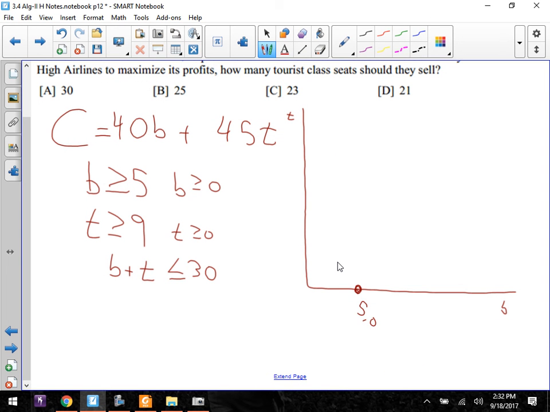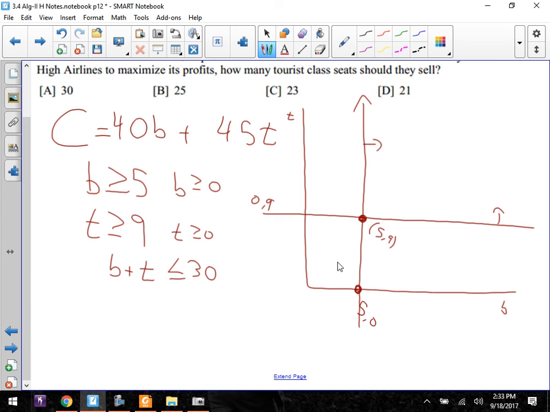So we've got the 5, and that's going to be going this way, and it's got to go to the right. Everybody okay with that? Okay. And now tourist class, we'll put the 9 in. And what direction does that have to go? Up as well. That has to move up. This point is where they intersect. What's that ordered pair? 5, 9. Very good. That'll be at 5, 9.